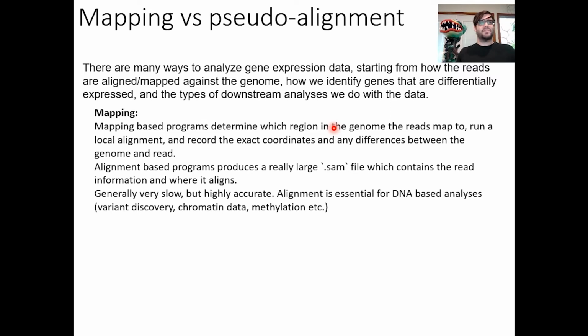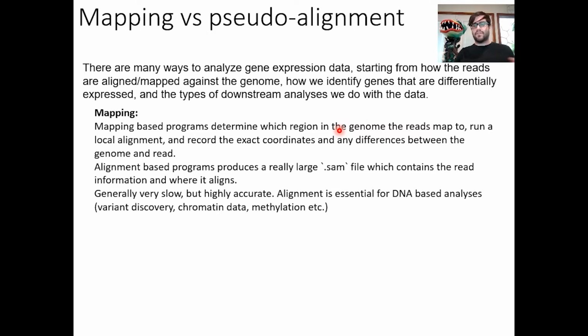Mapping-based programs will take the reads that we've generated and find the exact position that they map to in a genome or a gene model. These programs will identify the region in the genome that they map to, run a local realignment, and then record the exact coordinates and any differences between the genome and a read. This produces a very large output file called a .sam file. It has the read itself, the sequence, the sequence against the genome, and any differences between the read and the sequence. So this is very accurate, but generally very slow.